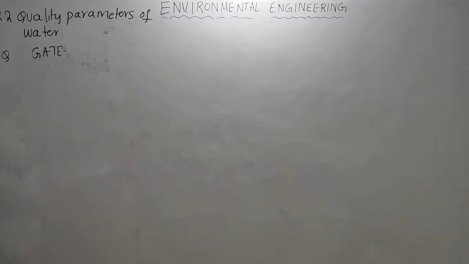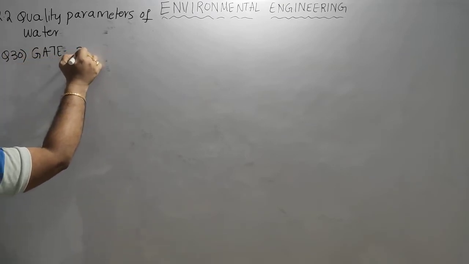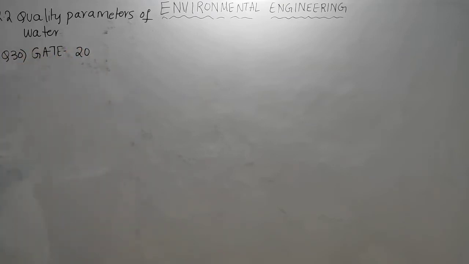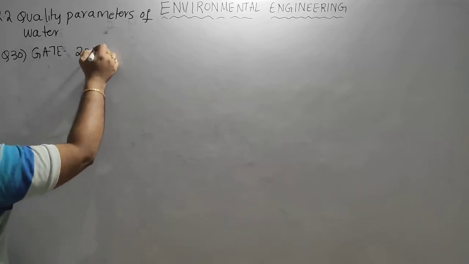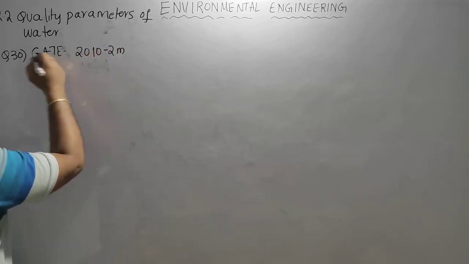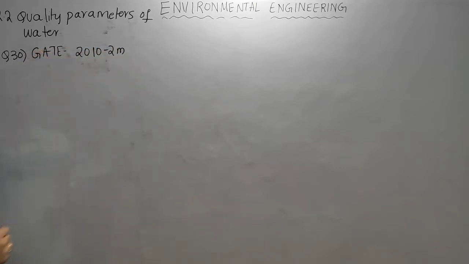Question number 30 and 31, 2010, 2 marks question. Let us read out the question. Ion concentrations obtained for a groundwater sample having pH of 8.1 are given below. Ion concentrations and atomic weights are given. What is the total hardness?